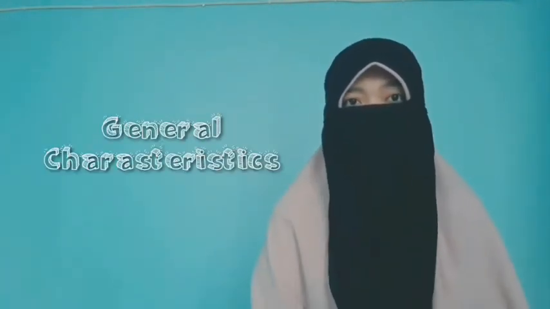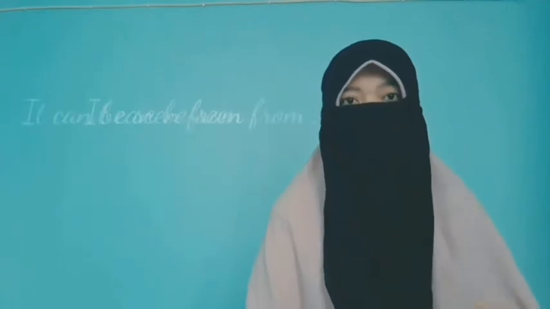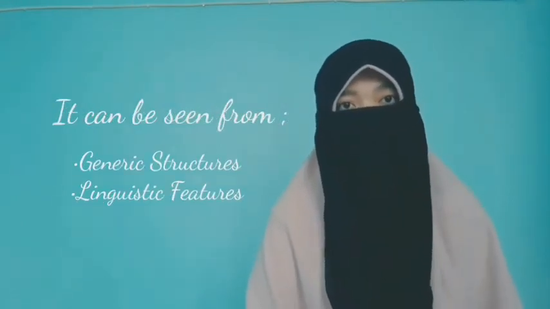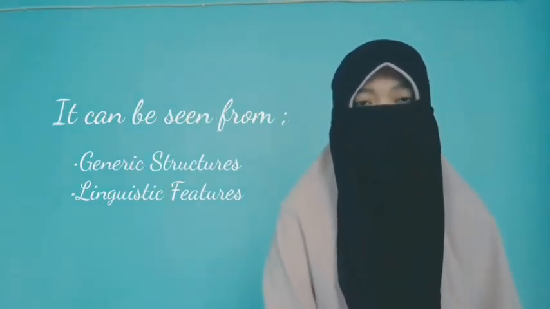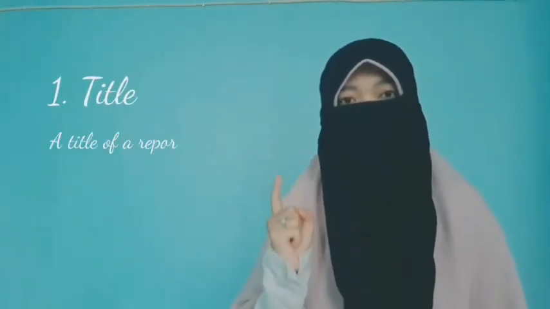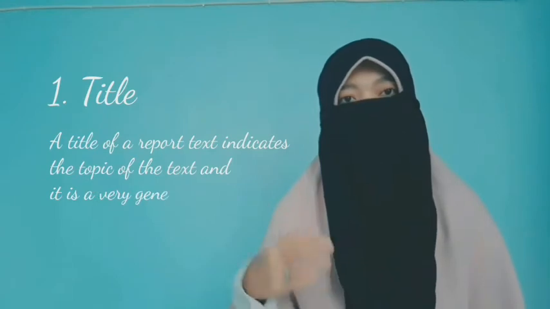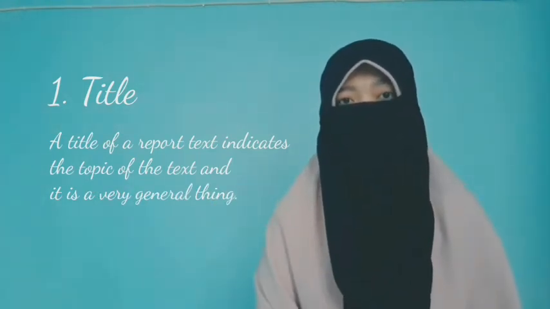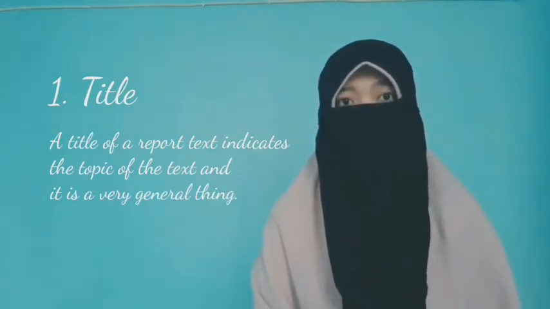Then, there are some general characteristics of a report text. They can be seen from generic structures and linguistic features. Okay, first of all, I'm going to explain the generic structures of a report text. The first generic structure in a report text is a title. A title in a report text indicates the topic of the text, and it is a very general thing.